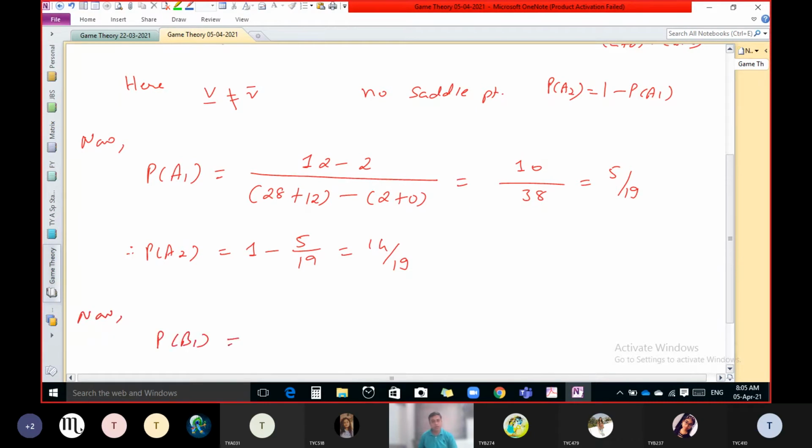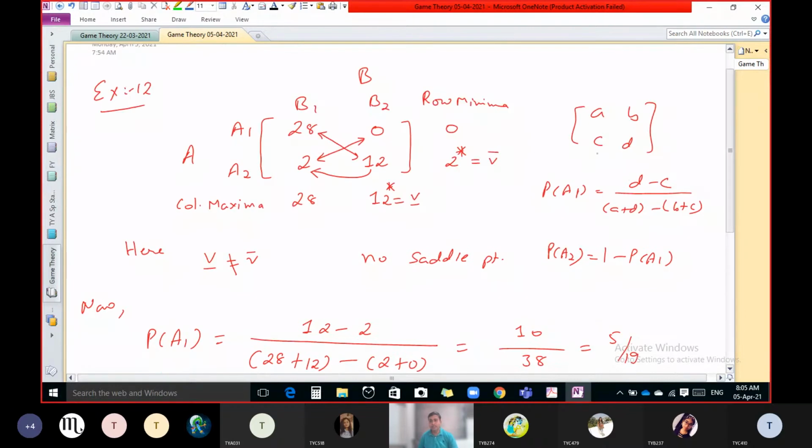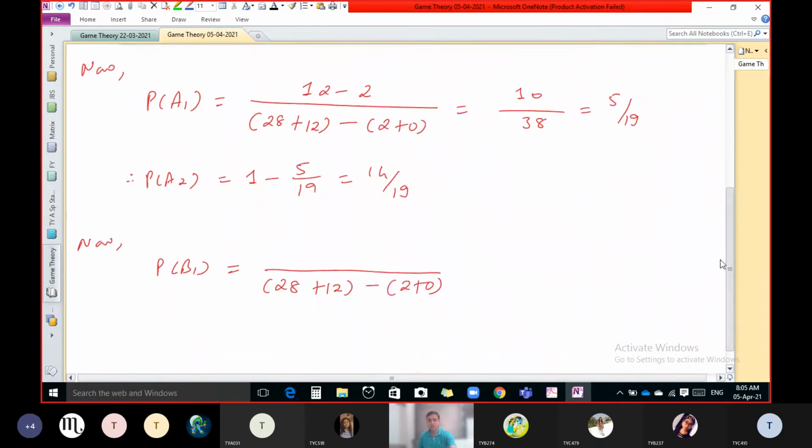So now probability of B1. In B1 your denominator remains the same. That means 28 plus 12 minus 2 plus 0, that you have to write as it is. But instead of D minus C, you have to write the difference of D and B in the numerator. So instead of 12 minus 2, now you have to subtract 12 minus 0, and that should be the numerator for probability of B1. My final answer is 12 divided by 38. So you can write 6 by 19.